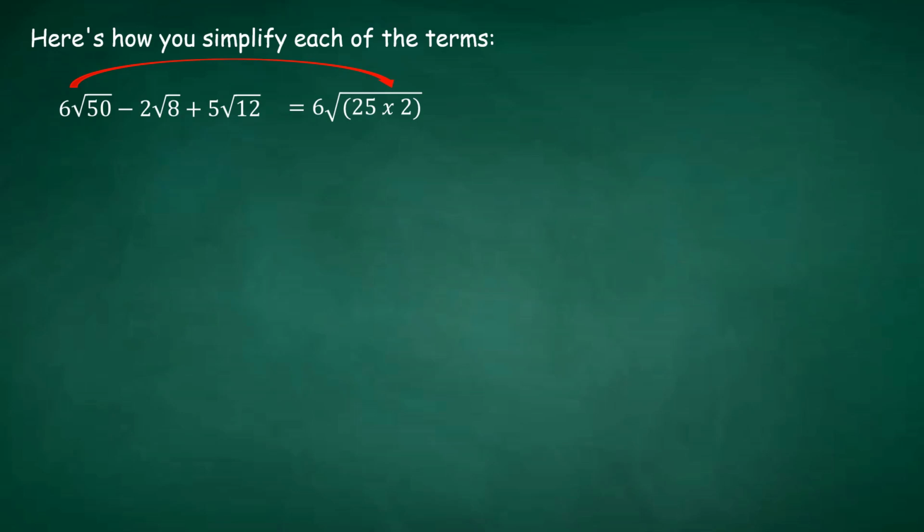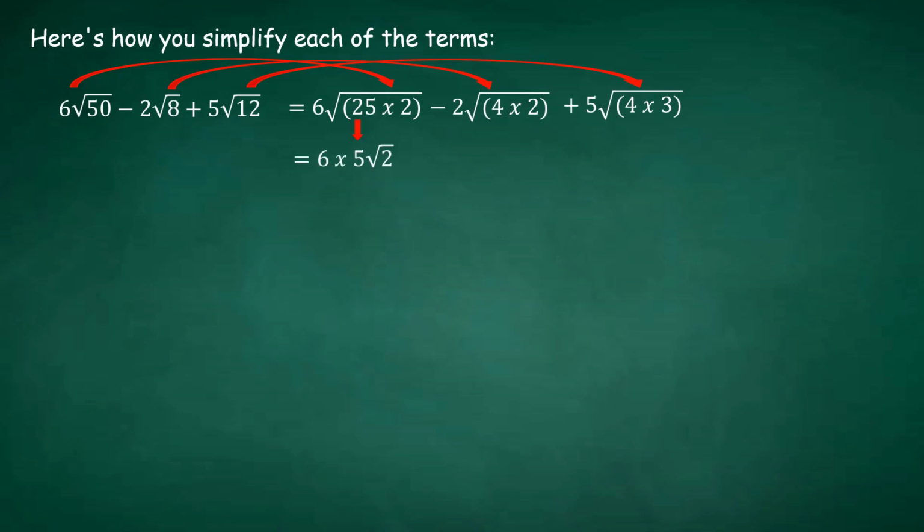2 square root of 8 becomes 2 square root of 4 times 2, because the factor of 8 is 4 times 2. 5 square root of 12 becomes 5 square root of 4 times 3. The square root of 25 is 5. So pull out 25 from the radical, and put 5 outside of the radical and the number 2 remains.